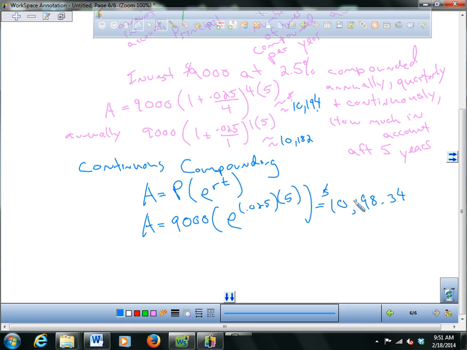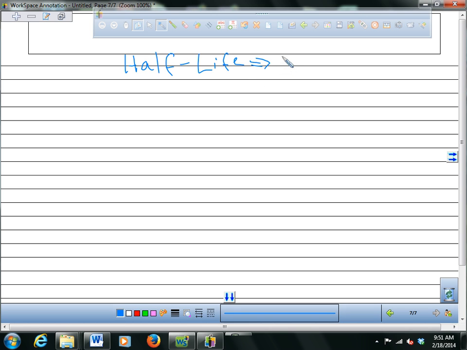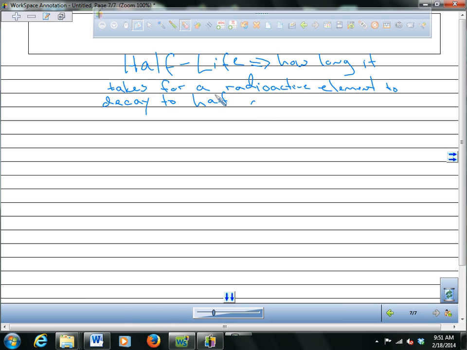So I think I'll just talk about one more thing, because there's a couple more applications. You probably know about half-life, right? Half-life they use in radioactive dating of old stuff. So half-life is how long it takes, usually for radioactive elements, it's not always radioactive, to decay to half of its original amount.